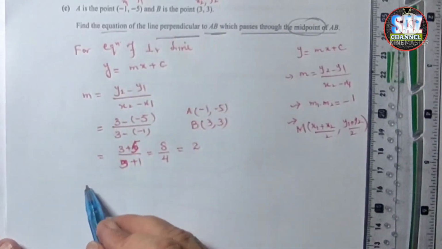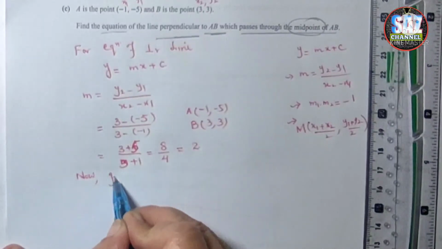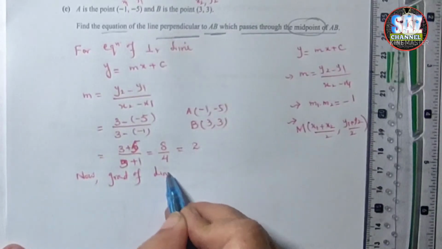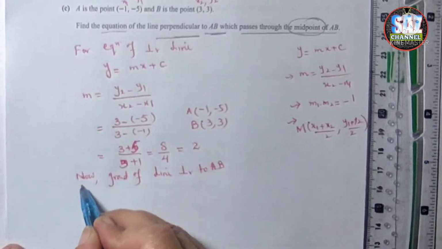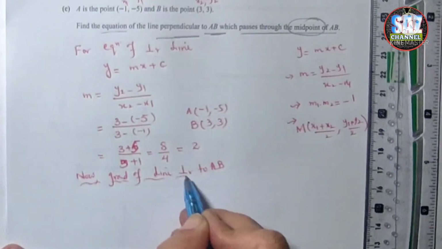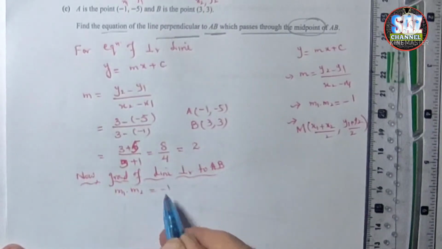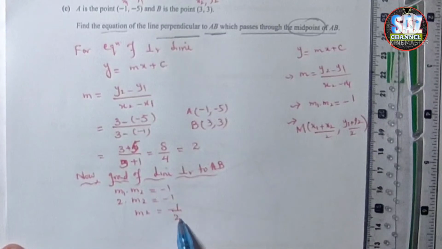Now the gradient of the line perpendicular to AB: m1 multiplied by m2 is equal to -1, 2 multiplied by m2 is equal to -1, so m2 equals -1 by 2. Okay, and let me block this answer.